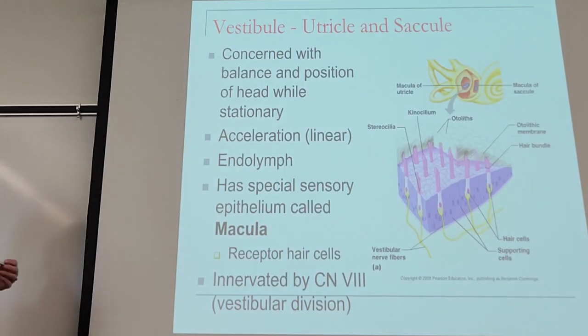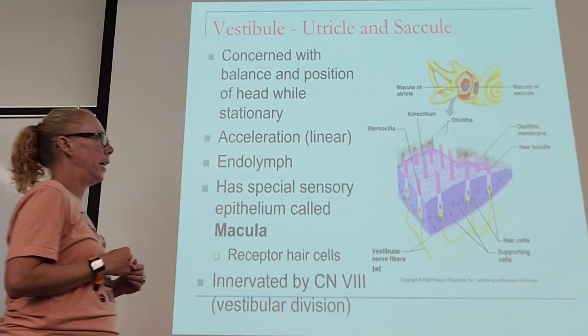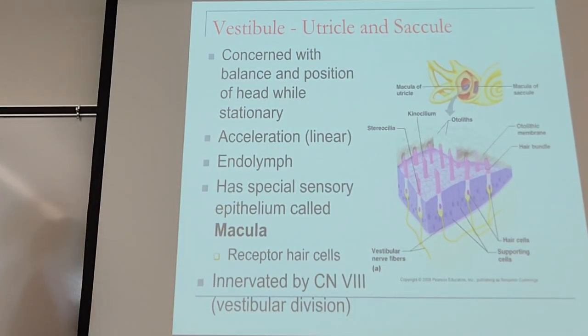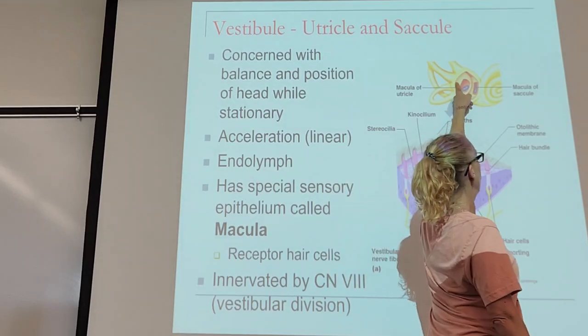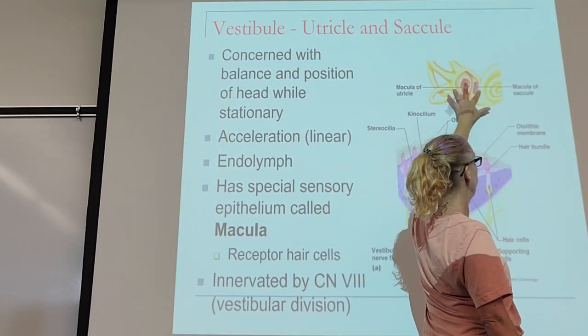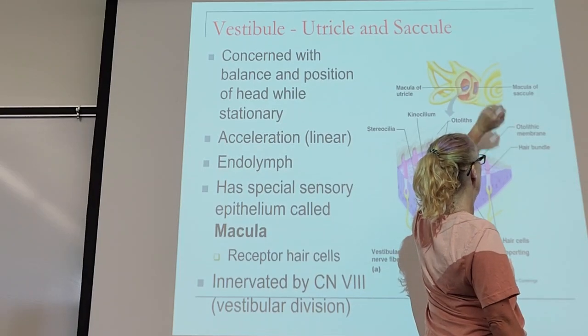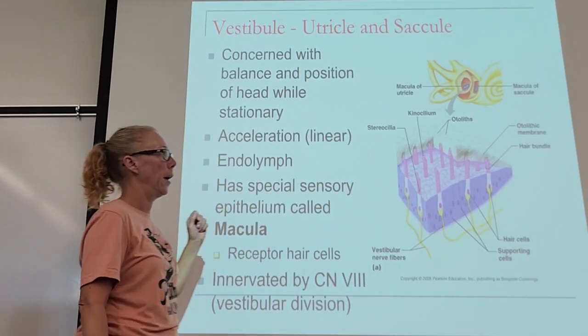Okay. So let's talk a little bit about each part. The vestibule is the bony structure. Deep to that are the soft membranous structures called the utricle and the saccule. In this picture, you've got the big vestibule that sits in between the semicircular canals and the cochlea. Inside of that are the soft membranous structures called the utricle and the saccule.